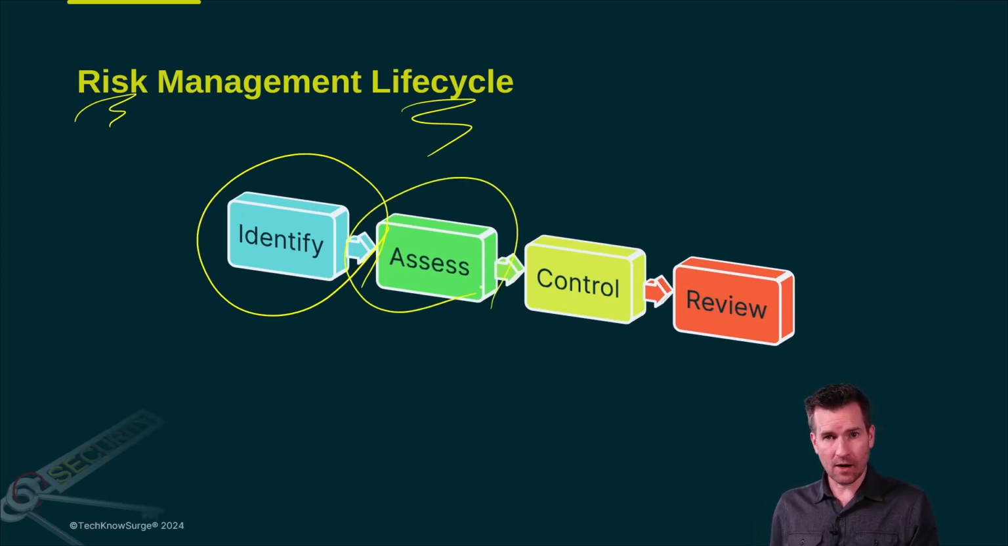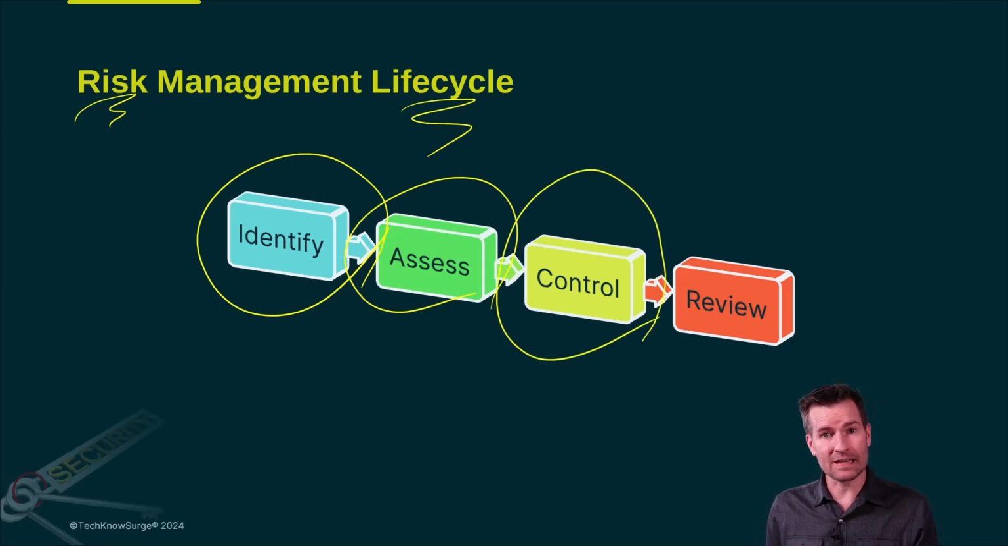And then from there, once we've assessed the risk and fully understand it and know what actions we're going to take, we have to put that action into place, or we call it a control. A control is something we put into place to mitigate a risk, to lessen a risk, to lessen the probability or lessen the impact that it has.